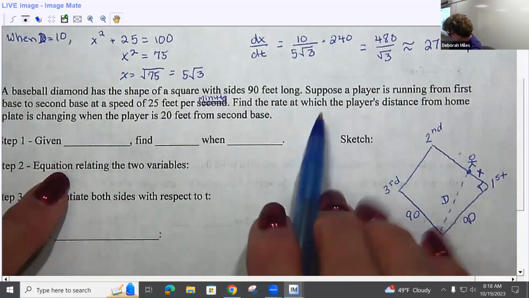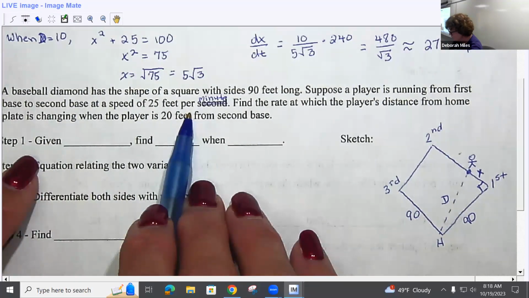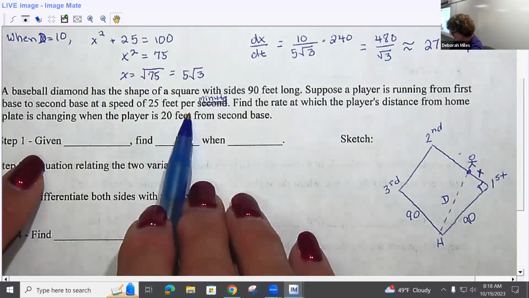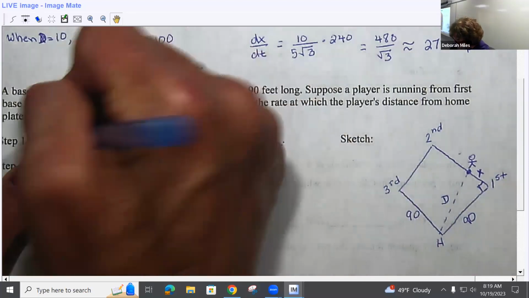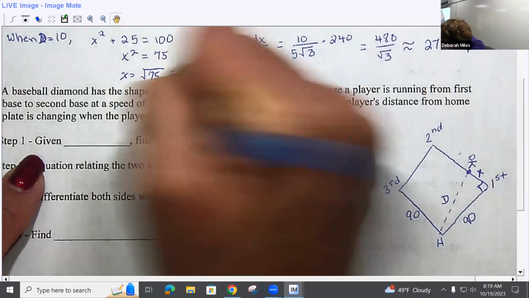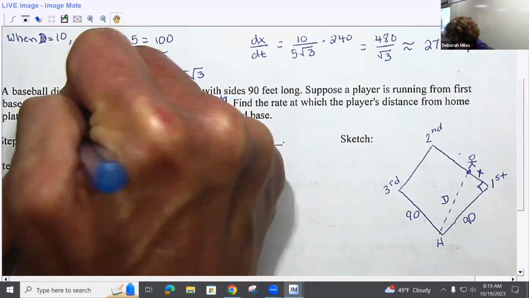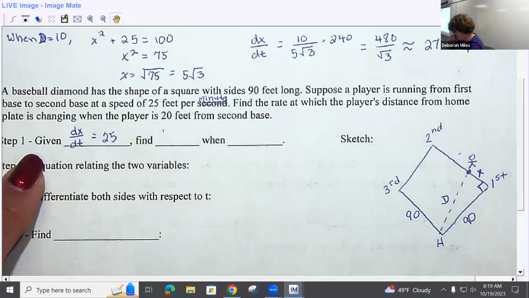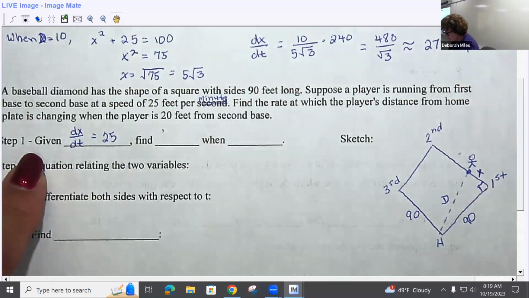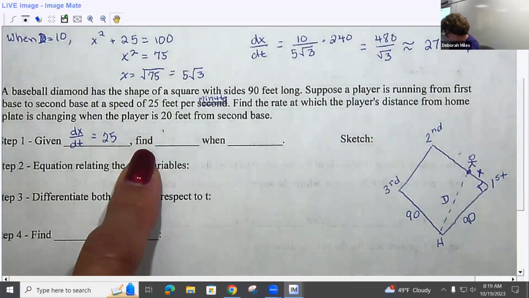All right. What is this 25 feet per second? What's the symbol for it? That's how fast x is changing. So dx over dt is what we're given. dx over dt is 25. Give me the symbol for the rate we're looking for.